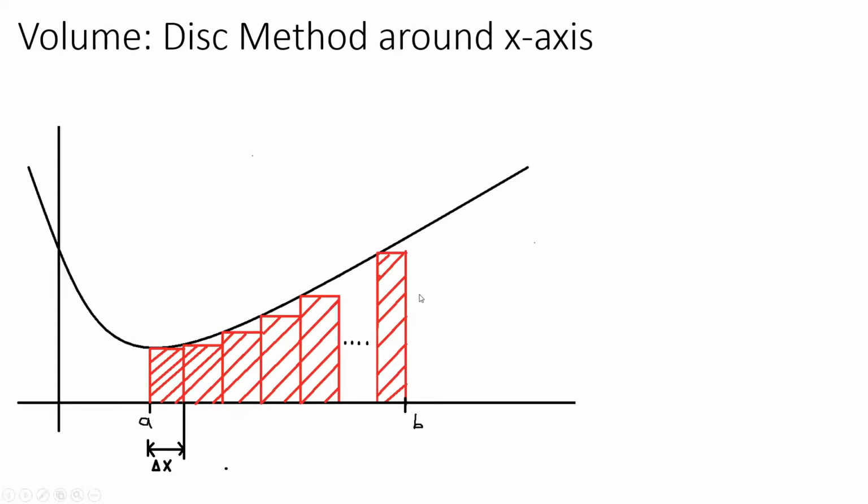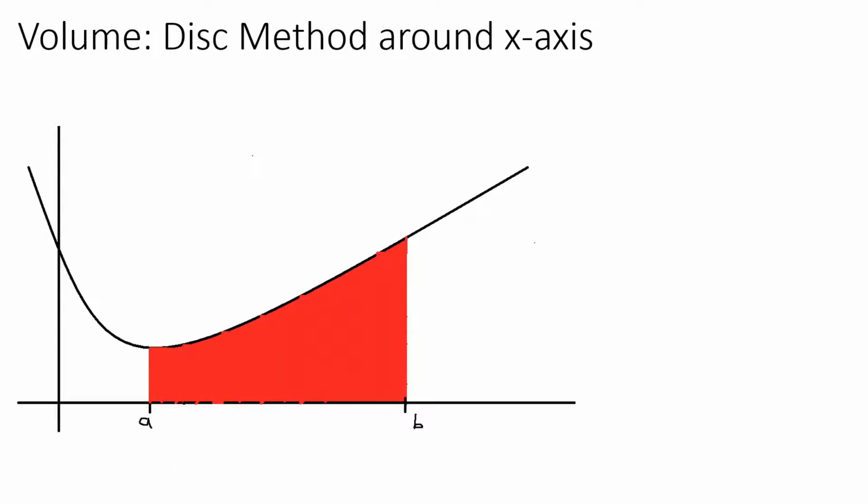Today's lesson is known as volume, disk method around the x-axis. The concept of finding the volume is very similar to area under the curve. When we calculate the area under the curve, we calculate the area of a rectangular shape and make the width so thin to a point it makes a line. And when we gather and stack those lines together, we have something called area under the curve.